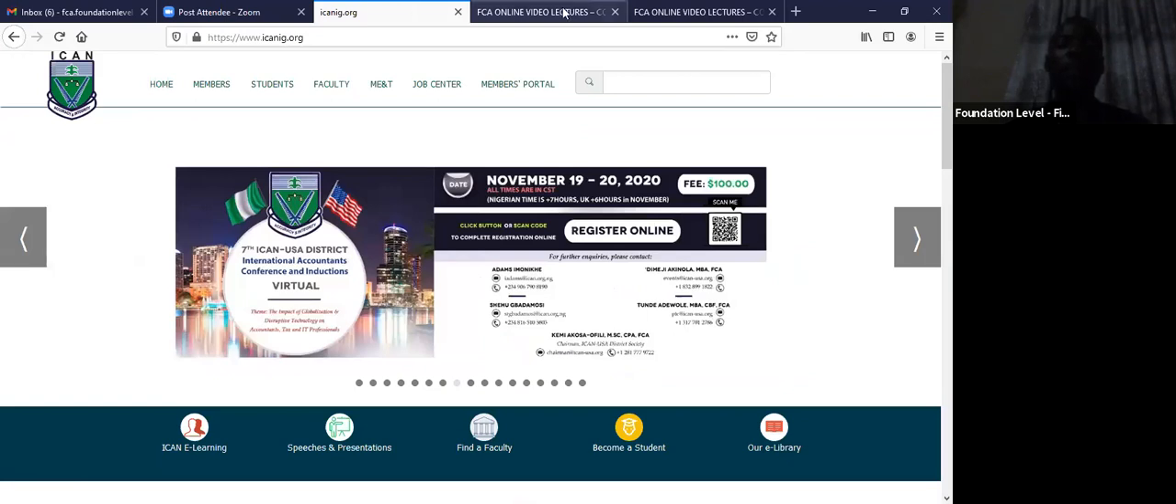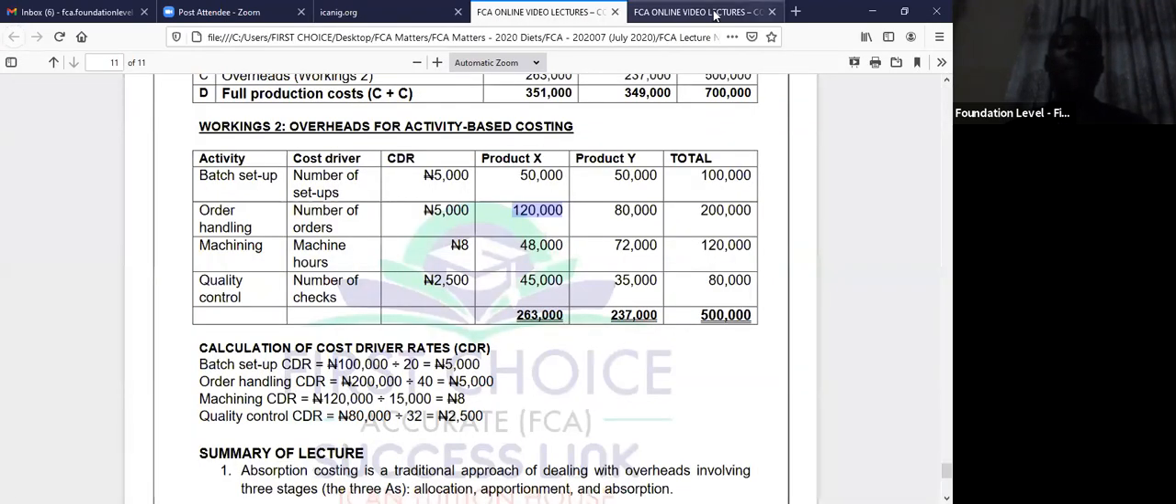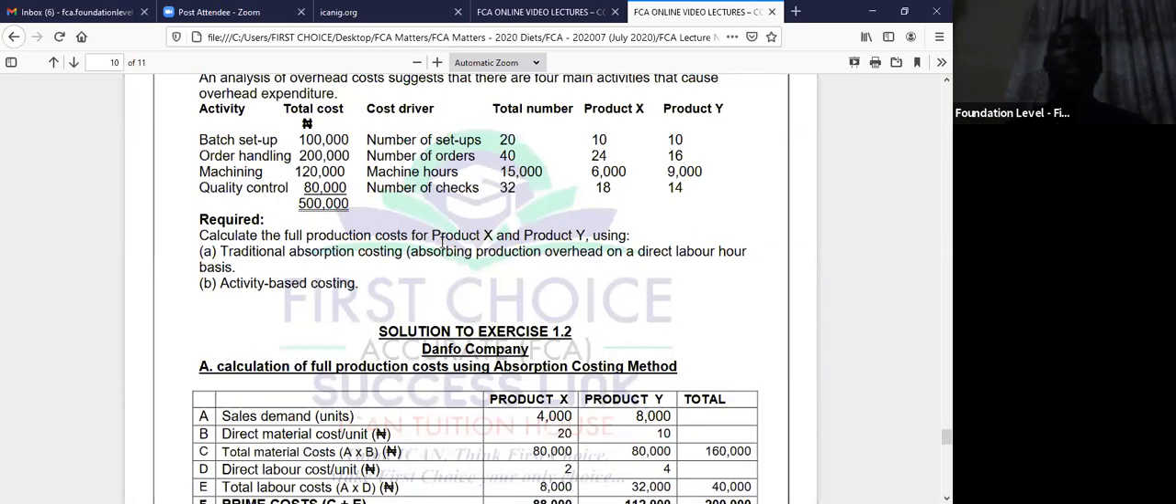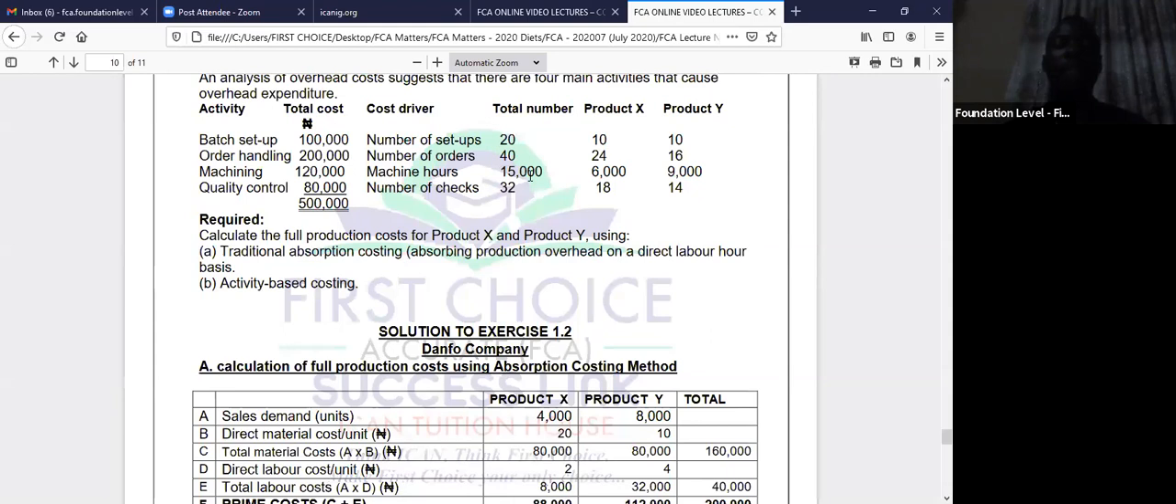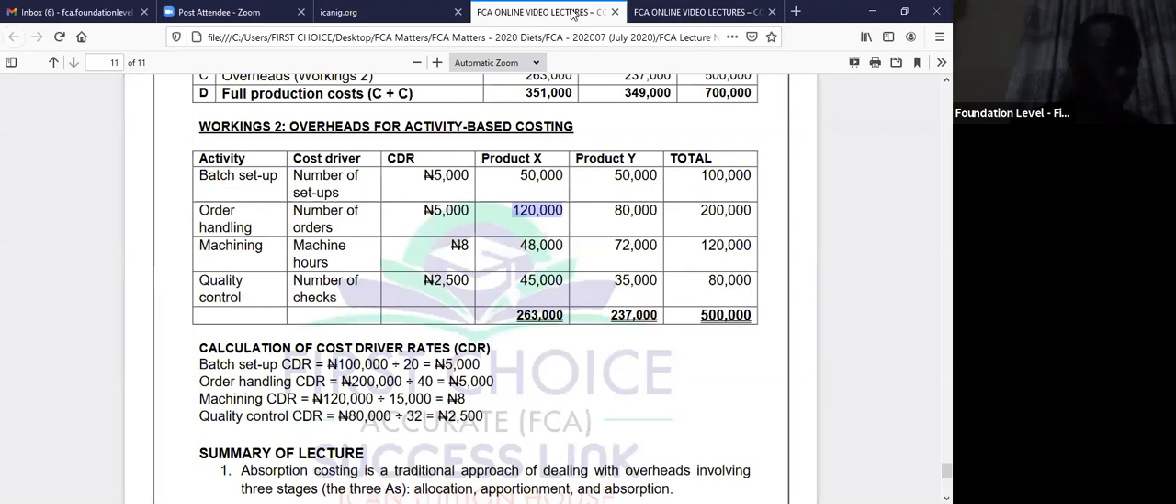8 naira per machine, multiplied by 6,000, which is the number of machining. So let's see what we got. 6,000 multiplied by 8 will give you 48,000. And that's how we got our 48,000.